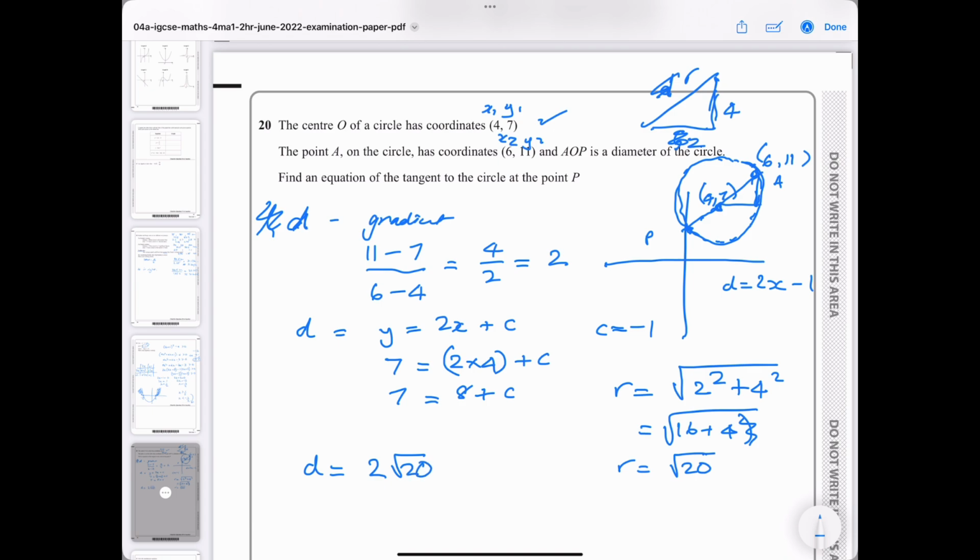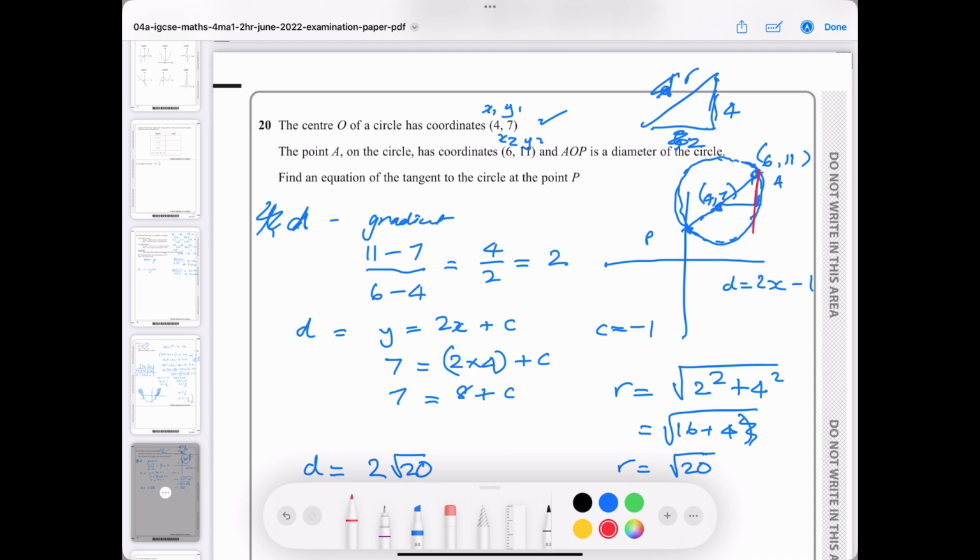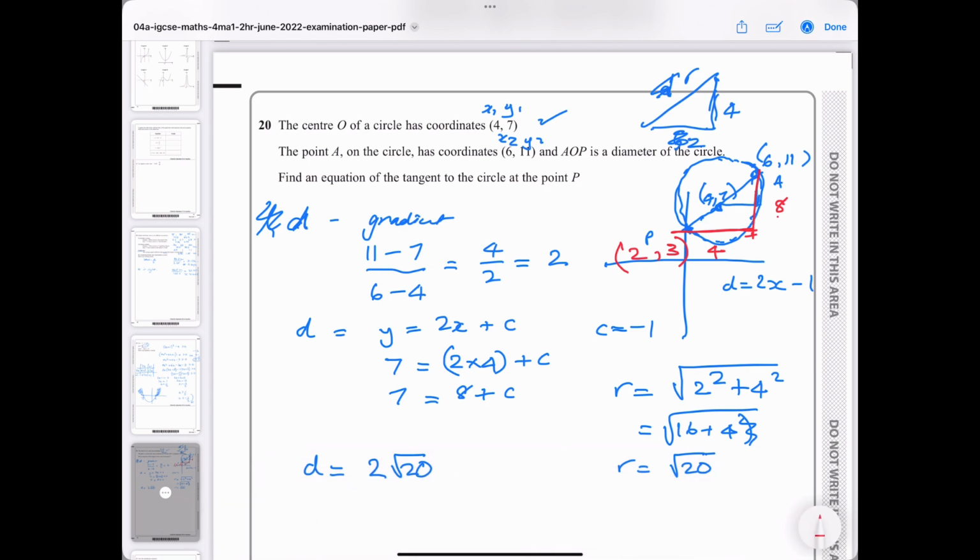Or we could do something even cleverer. From 6, 11, we could go down 8 and along 4, because I've just realised it was a bit hard doing it the other way. If we go down by 8 and along by 4, we end up with 3 there, and we end up with 2 there, down by 8 and along by 4, so that's 2, 3. So P is at 2, 3, and it's on D, y equals 2x minus 1.